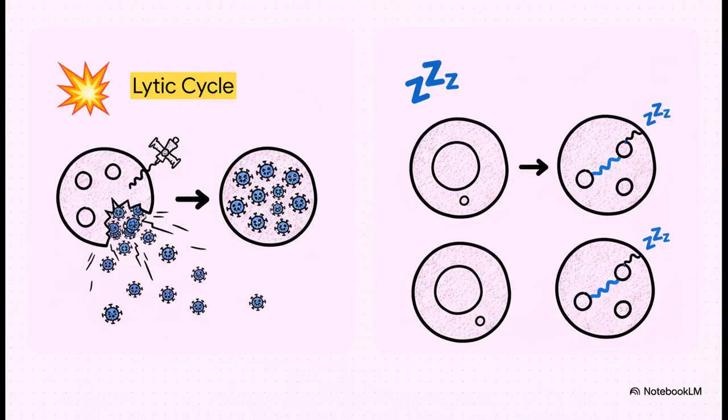Now for that final getaway, viruses basically have 2 main playbooks. First, you've got the lytic cycle. This is the smash and grab approach. Replicate like crazy, burst the cell open, and get out fast. Maximum chaos, maximum speed. But then there's the lysogenic cycle. This is way more subtle. Think sleeper agent. The virus sneaks its own DNA into the host's DNA and just hides. It lays low, getting copied every single time the cell divides until some trigger wakes it up. Then it goes lytic and blows the whole place up.